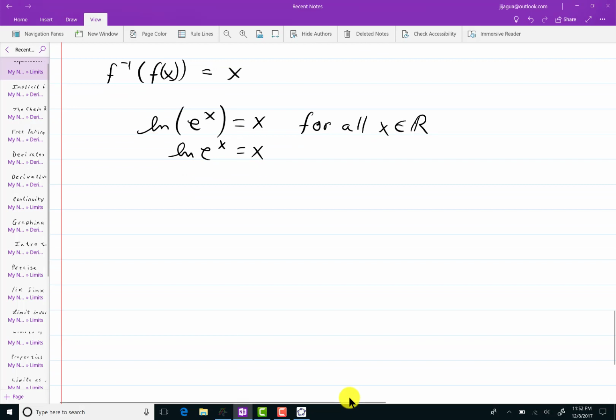As a final note, you could drop the parentheses. That seems to be a popular thing to do when you're talking about natural log. So you can write ln of parenthesis e to the x, or ln of e to the x.